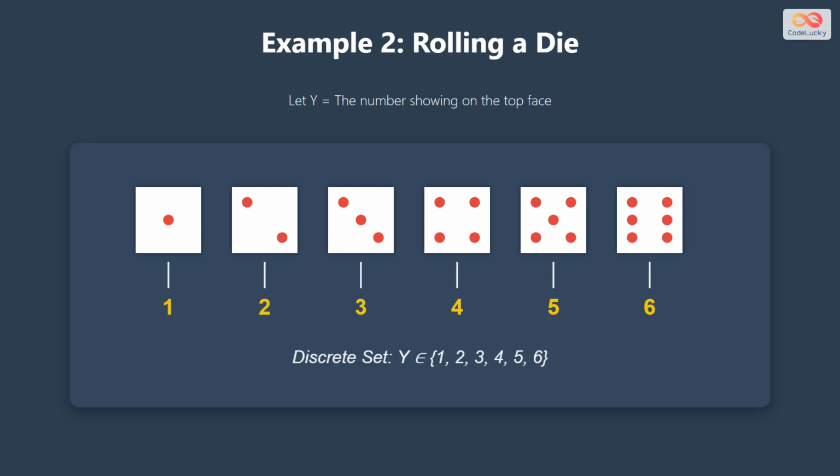Another common example is rolling a 6-sided die. Let Y be the number on the top face. The possible values are 1, 2, 3, 4, 5, and 6. You cannot roll a 2.5. This makes it a discrete set.